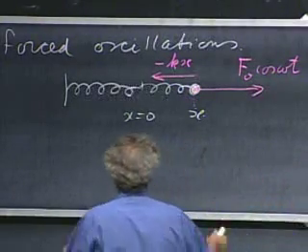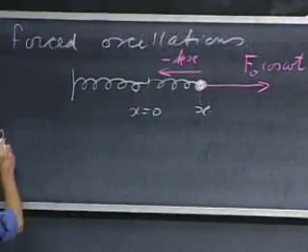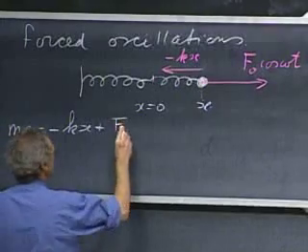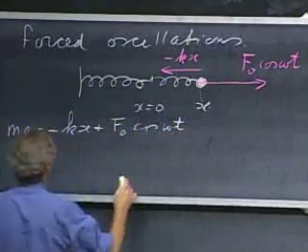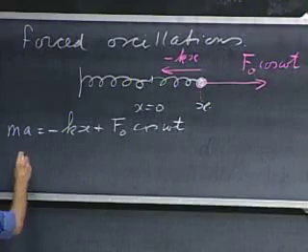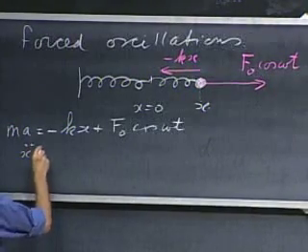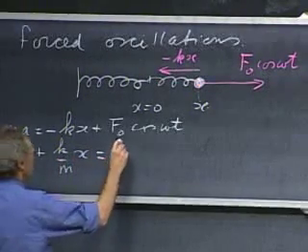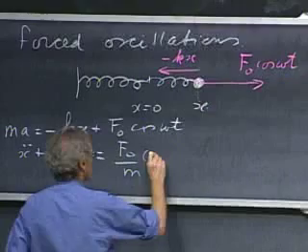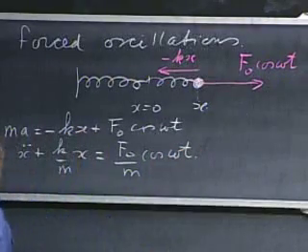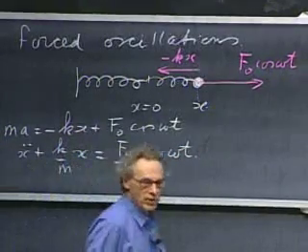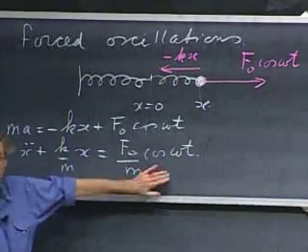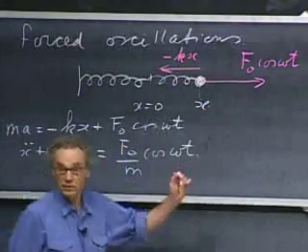Well, we have Newton's second law, ma equals minus kx plus that force, F0 cosine omega t. a is x double dot. So I get x double dot plus, I bring this in, k over m times x equals F0 divided by m times the cosine omega t. Now the question is, what is the solution to this differential equation? It's very different from what we saw before, because before we had a 0 here. Now we have here a driving force.